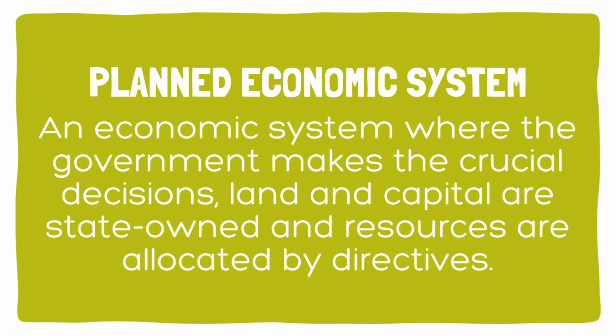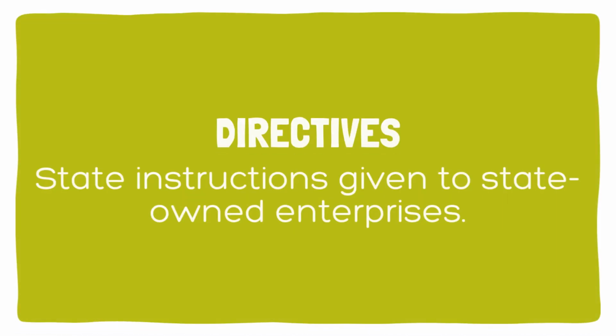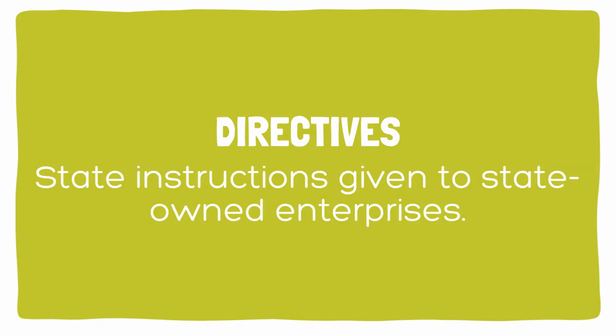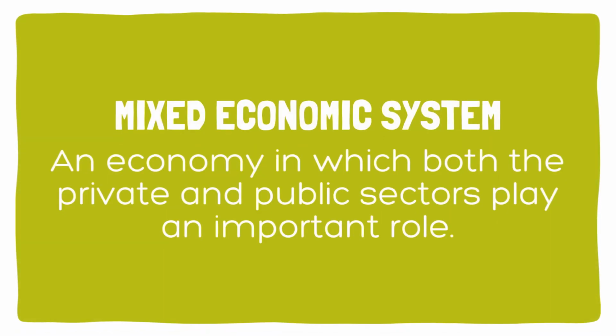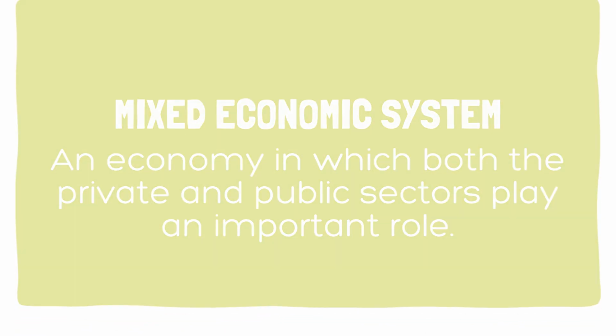Planned economic system is an economic system where the government makes the crucial decisions, land and capital are state owned, and resources are allocated by directives. Directives are state instructions given to state owned enterprises. Mixed economic system is an economy in which both the private and public sectors play an important role.